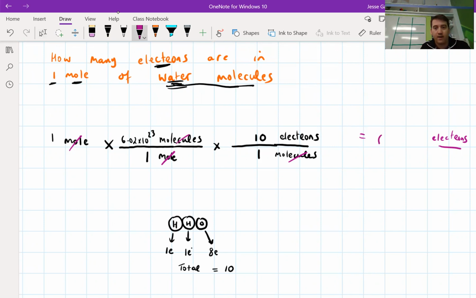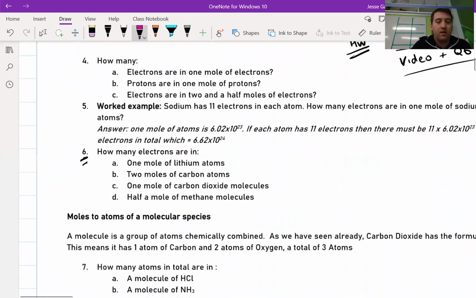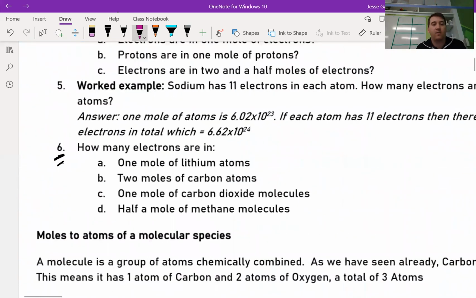Okay, and what you should have got there is 6.02 times 10 to the power of 24 electrons. So if you got that, well done, you've done it right. Now, I'm going to give you some practice to do, and I suggest that if you need to, you come back and look at how I've done my examples, or alternatively, if you like to keep your own copy of these examples, go back through the video and write them down somewhere where you have examples to look at, and then you are going to be doing this question 6 for me, please.